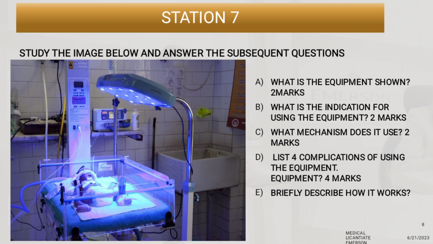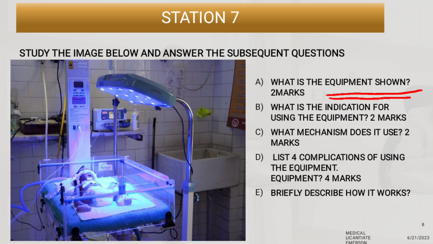The name of this equipment shown here is a phototherapy machine. Then the indication for using this equipment is unconjugated hyperbilirubinemia. The question asks what the indication is, so that's all we are going to put, but that's not the only one.